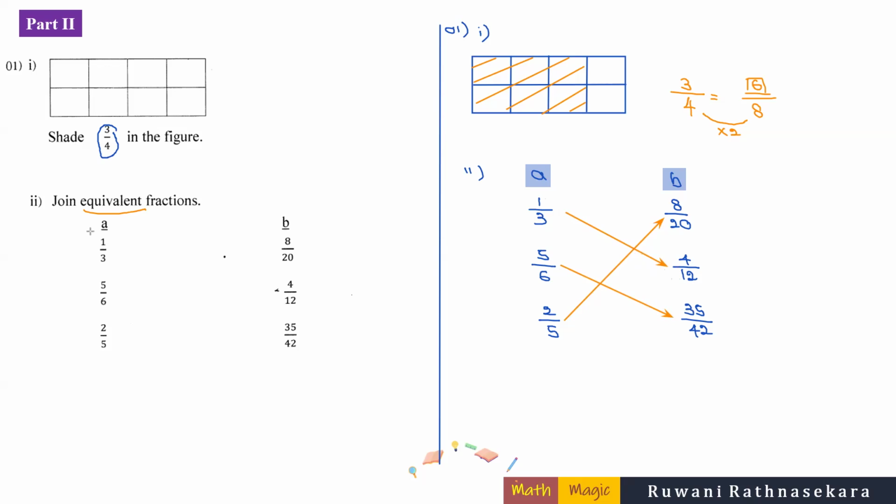This is how you get marks for the parts of this question. For the shading, you get 2 marks. For each correct match, you get 2 marks. Right? There are more parts of this question.